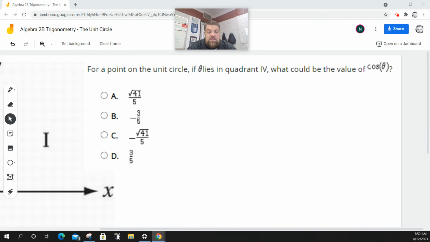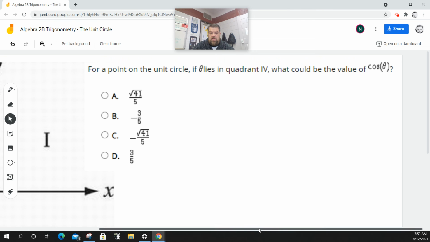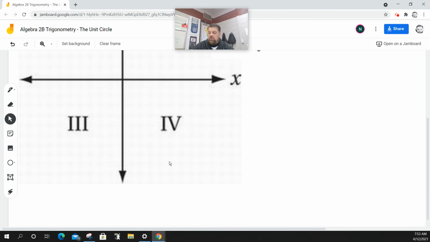Okay, so anyways, what we have here is a question about the unit circle, and it says for a point on the unit circle, if theta lies in quadrant 4, what would be the value of cosine of theta? So what they're saying is our reference triangle would live here in quadrant 4.